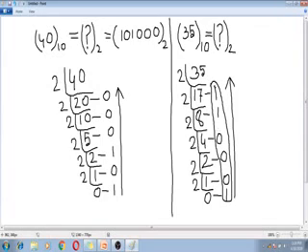Okay, but always count from the bottom. So the answer will be, first write 1, 0, 0, 0, 1, 1, base value 2. This is the answer. So this is the math. With the help of this math, you can convert any decimal number into its equivalent binary form.